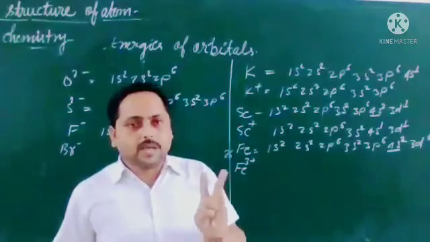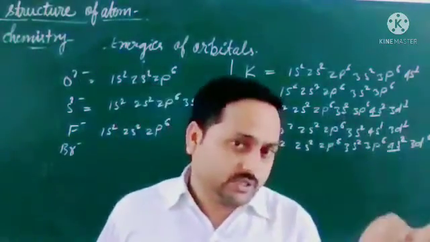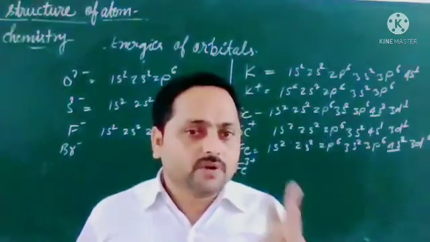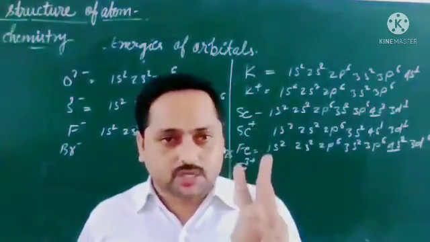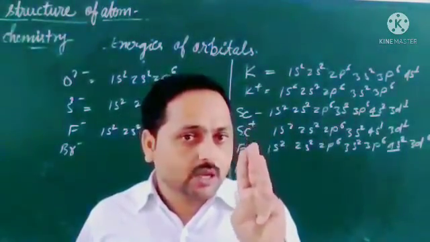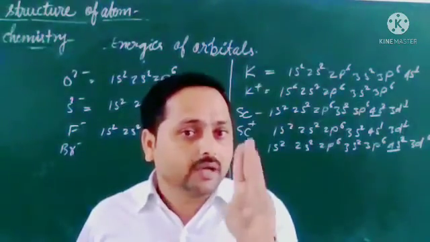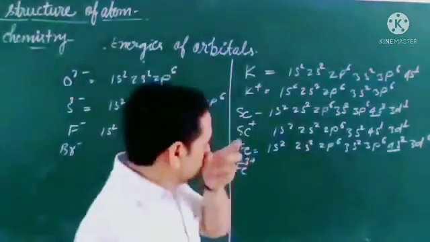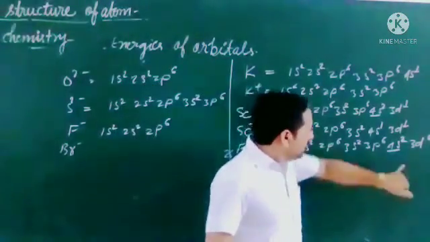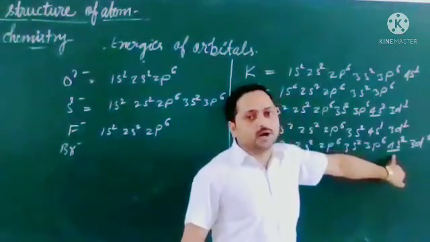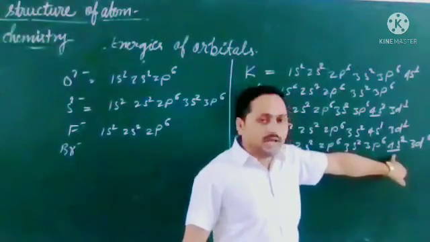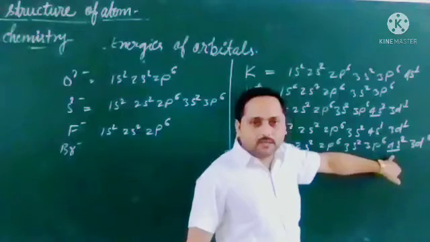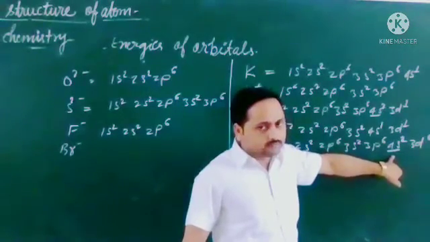For removal of electrons, we always check the outermost shell or higher energy orbital. First, we check the outermost shell, and which one is the outermost shell? The one which has the high value of n. So among these, 4s has the high value of n, so two electrons will be removed from there. This is clear.